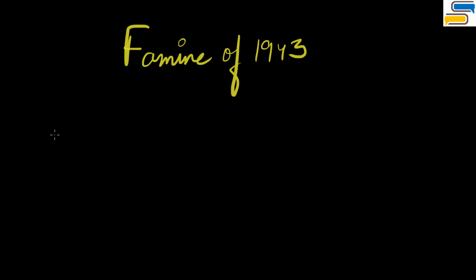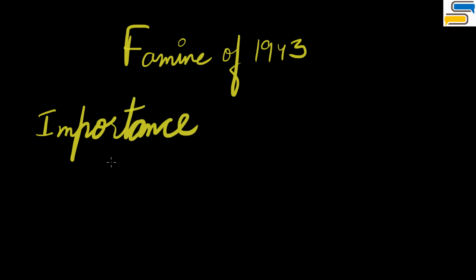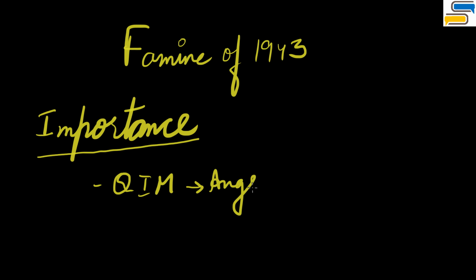Now, the question is, what is the importance of this famine? You see, we were already very angry against the Britishers, especially after and during the Quit India movement. But the Quit India movement also could not yield results, so people were angry. And the famine of 1943 further contributed to the anger of the people.